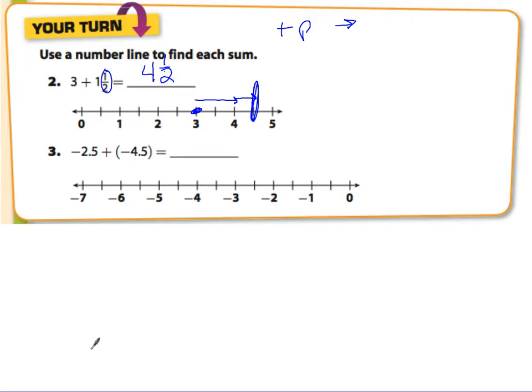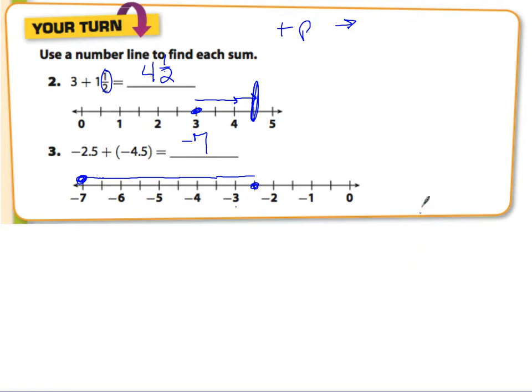Okay, and now here I have negative 2.5, which is between 2 and 3, plus negative 4. So I have to go negative 4. So this is 1. So don't go to the negative 3 because that's only half. So here's 1, 2, 3, 4. Then another half gets us to negative 7.